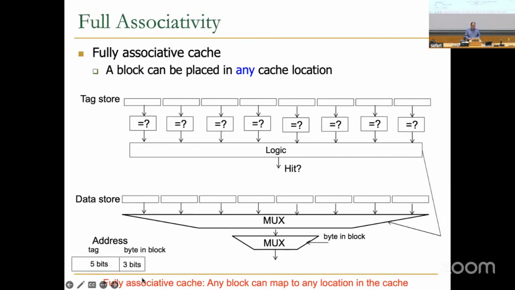So in the address, we have 3 bits for the byte, and the rest is going to be 5 bits, meaning that the index is 0 bits, because we don't need an index at all when you have a fully associative cache, because you have only one set. So you don't have anything to index into your cache.